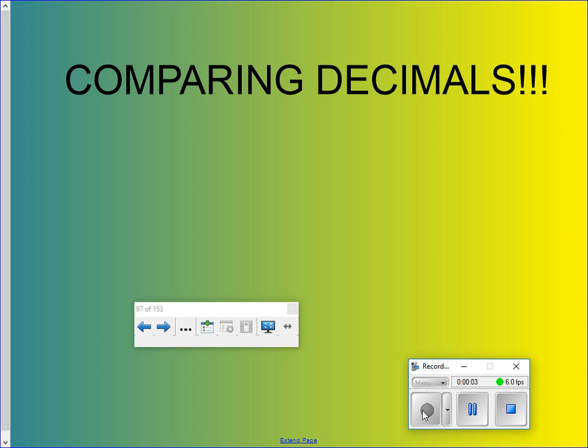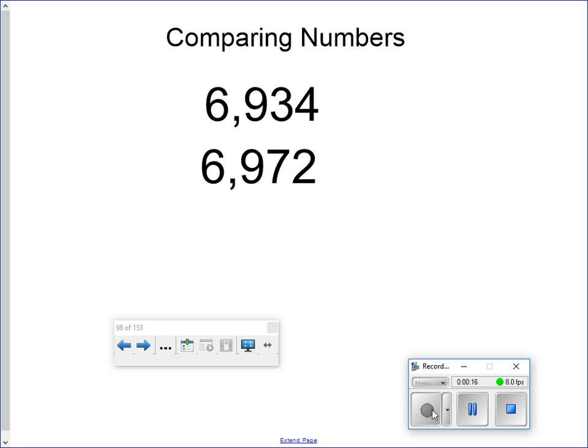This lesson is on comparing decimals, meaning using the greater than, less than, or equal to sign to compare decimals. Before we get to comparing decimals, let's do a little review on comparing whole numbers. If you remember, we always start looking at the greatest place value. So in this problem, we would look at the thousands place.